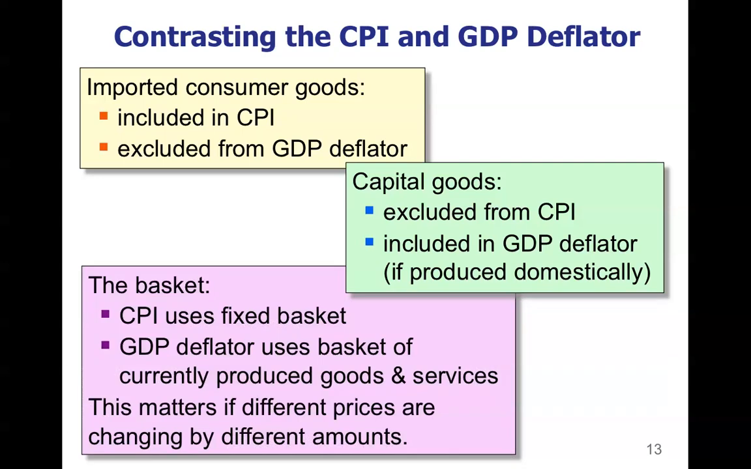The CPI uses a fixed basket. The GDP deflator uses a basket of currently produced goods and services. This matters if different prices are changing by different amounts. So there are some big differences. From a statistical standpoint, probably the GDP deflator would be better, but the CPI still looks at what consumers are actually buying, and certainly they're buying imported goods. So I guess we're sticking with the CPI, even though there are some issues with its measurement.